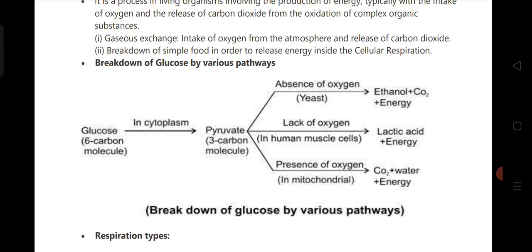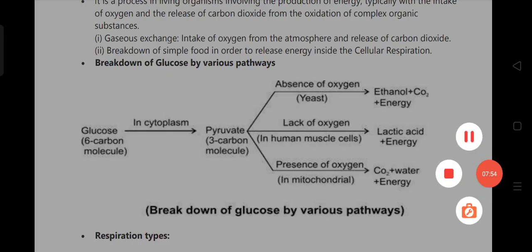And the third is when there is a presence of oxygen. Here in the mitochondria, the pyruvate gets converted into carbon dioxide with the release of water as well as energy. So these are the three pathways seen here: when there is presence of oxygen, when there is absence of oxygen, and when there is a lack of oxygen. In all three pathways, energy is released with the production of different types of products.